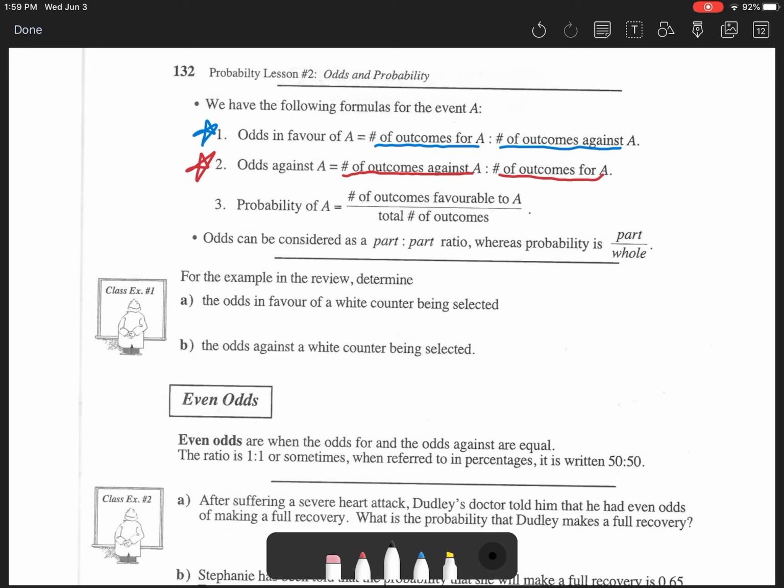Now probability is different. That's what we've been talking about. It's the number of outcomes favorable to A over the total number of outcomes. So when we talk about odds, it's always a part to part ratio, whereas probability is the part over the whole. And that's probably the best explanation you're going to get for odds versus probability. Odds is always part to part, probability is part over whole.